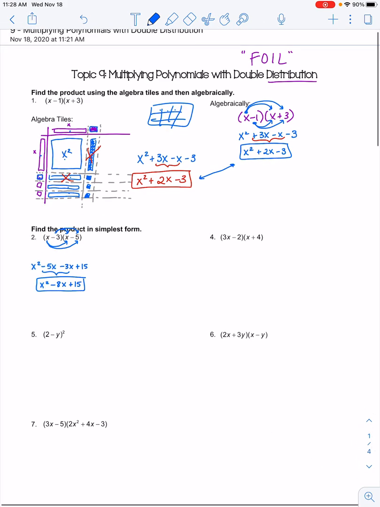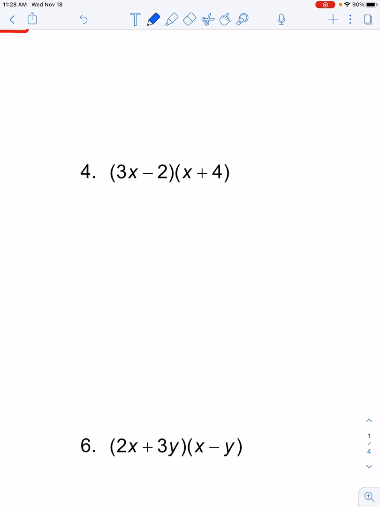Where's 3? Oh, there's no 3. Number 4, again, same process.